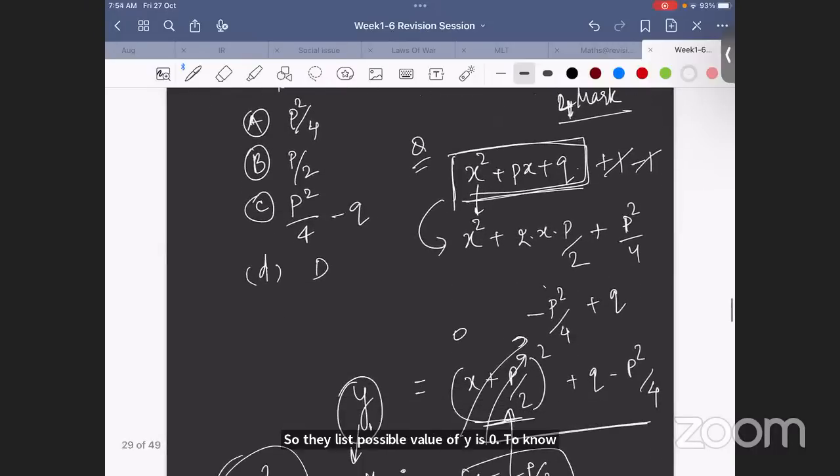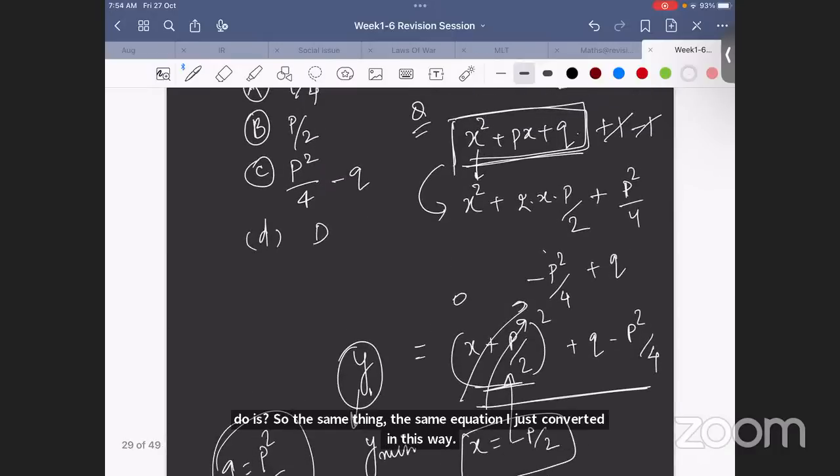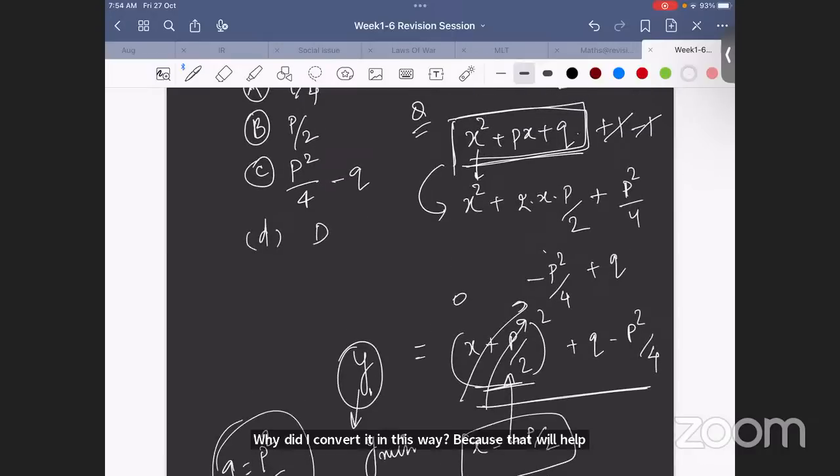So what I did is, I converted the same equation in this way. Why did I convert it in this way? Because that will help us to know much more information. So you can use that square method, the method you tried for factorization, to make it the form of a perfect square. How do you do that? If you have x square plus px plus q, can I do multiplication and division by 2 here, just to make it in the form of x plus p by 2 whole square?